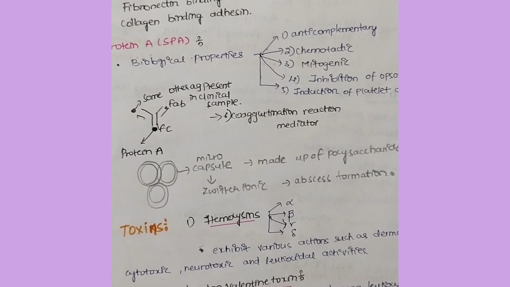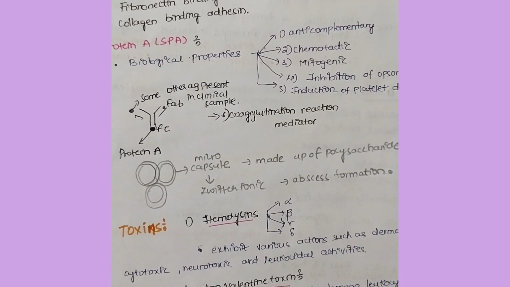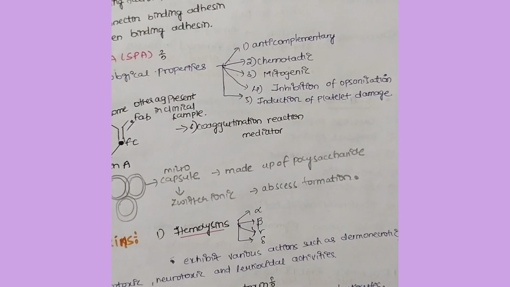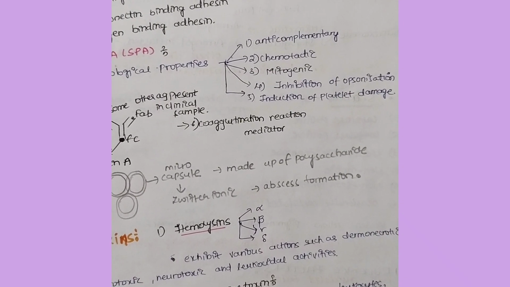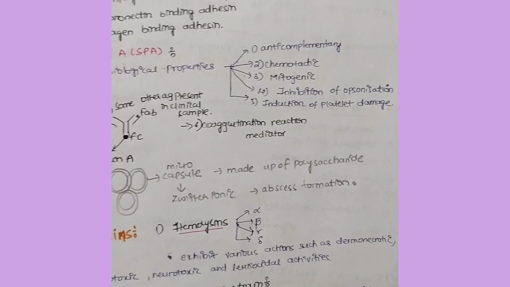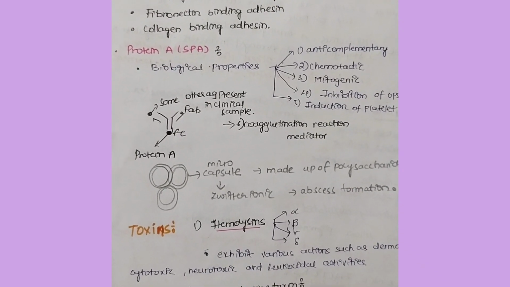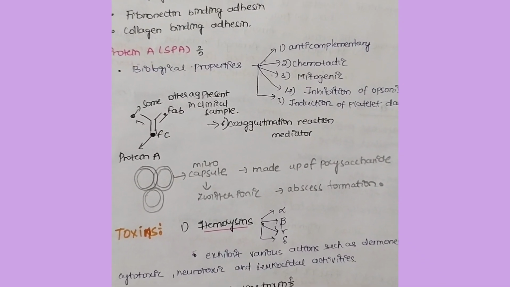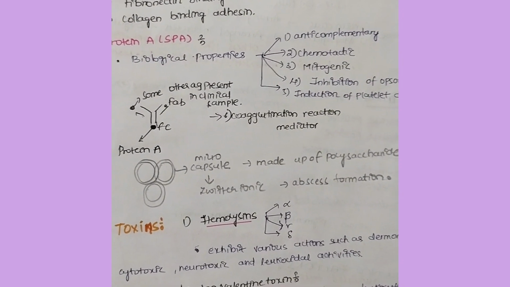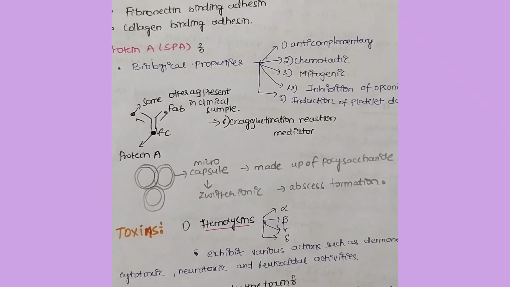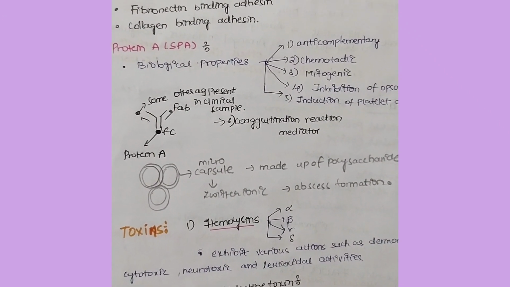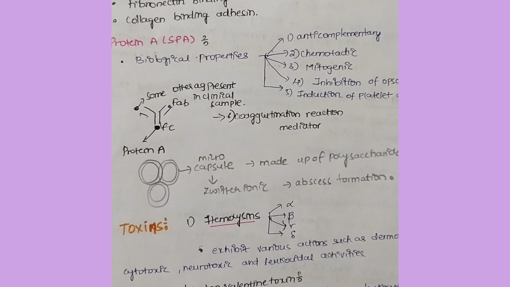These toxins will cause lysis of the RBC by rupturing the membrane of the RBC. They exhibit various hemolysins. They also exhibit various actions such as dermonecrotic, cytotoxic, neurotoxic, and leukocidal activities. So leukocidins, or Panton-Valentine toxin, acts synergistically with the gamma hemolysin to damage the leukocytes, RBCs, and macrophages.